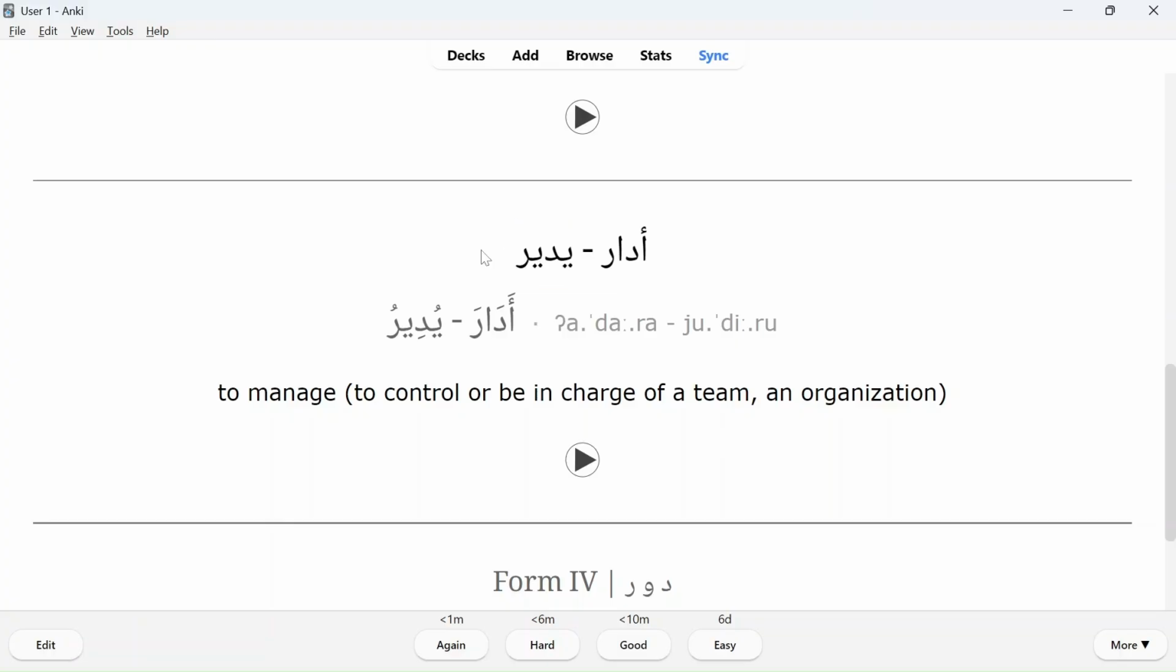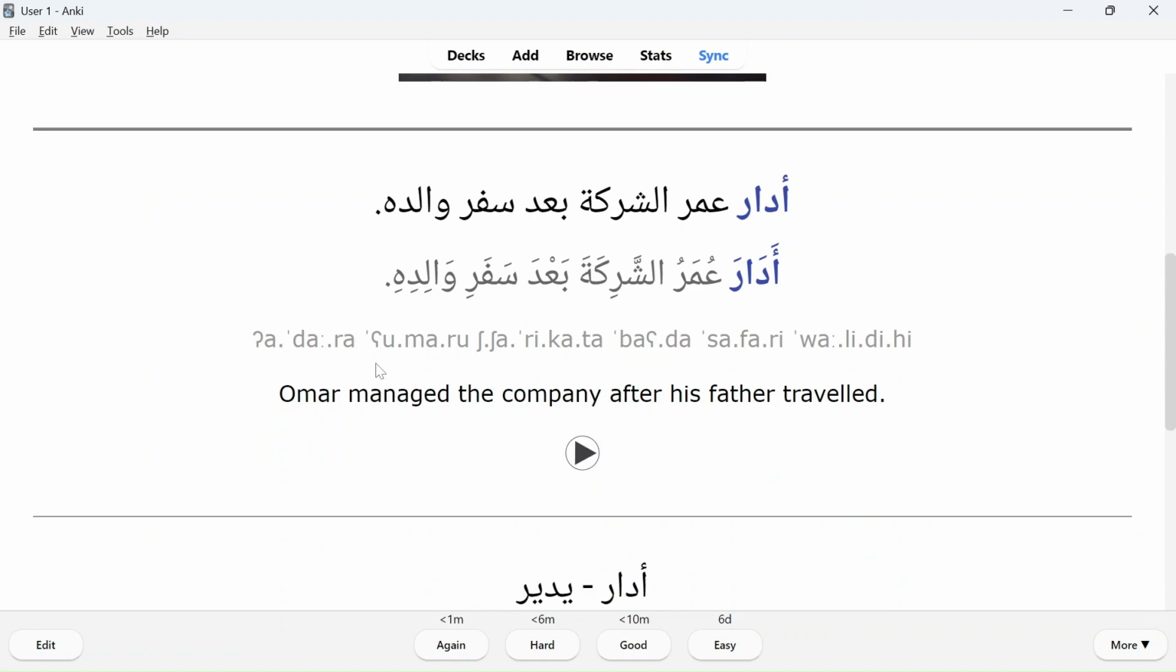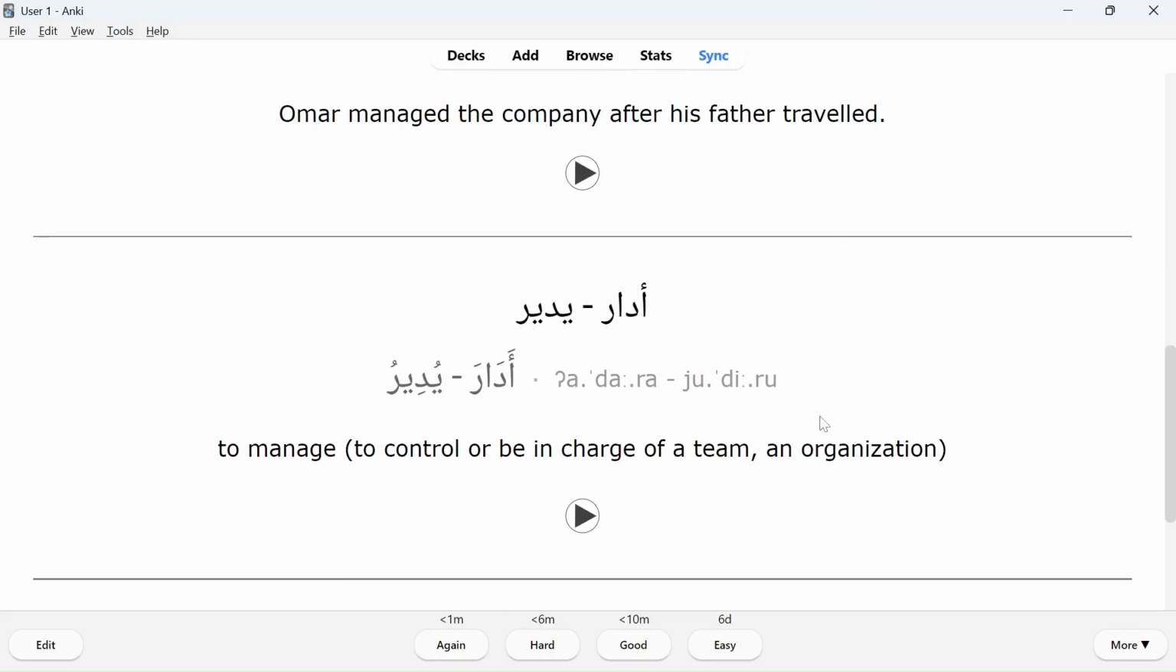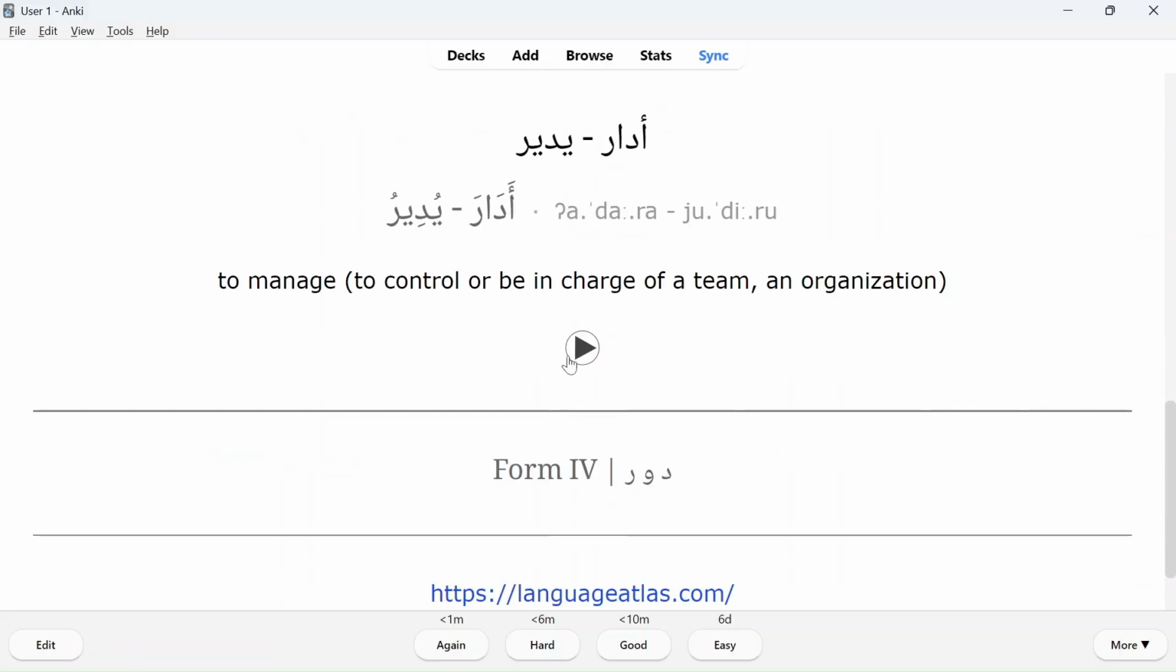And I also would like to note that all verb sentences, for example, the one that we did over here, will always be in the third person masculine singular past, because this is kind of what we would call their full verb. This is kind of what we would call their infinitive, to manage. So we have the verb in its two forms. We have the verbs with harakat for pronunciation. We have the IPA notation, and we have the English translation to manage. And we have the audio. أدار، يدير.